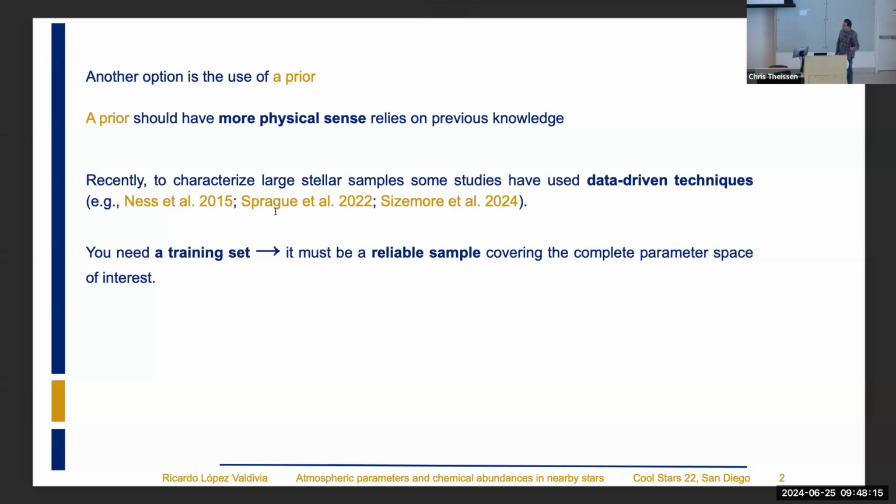Recently, the field is moving to apply data-driven techniques, which in this approach also need a training set. This training set needs to be a large sample with homogeneous determinations. So a homogeneous determination, as we want to do, will be helpful in this sense too.